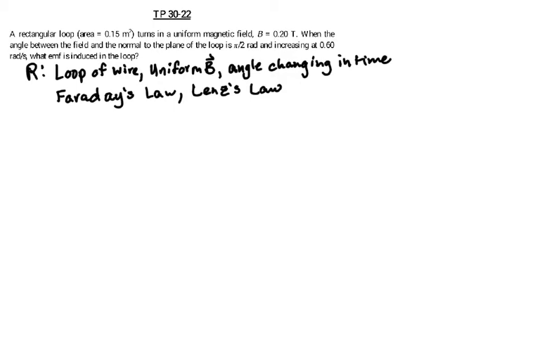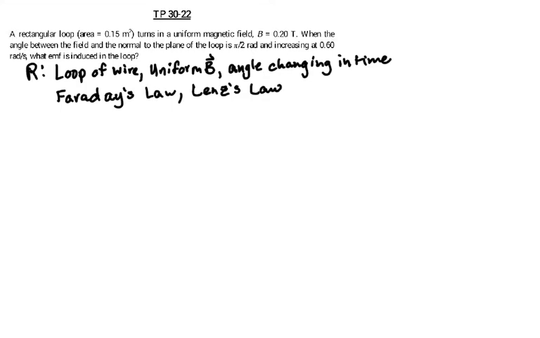Alright, so when I read this problem, there's a good number of things I pulled out. First is that we have a loop of wire. It's immersed in a uniform magnetic field. The angle between the normal vector, which is perpendicular to the area of our loop, or the plane of our loop, and the magnetic field, is changing in time.